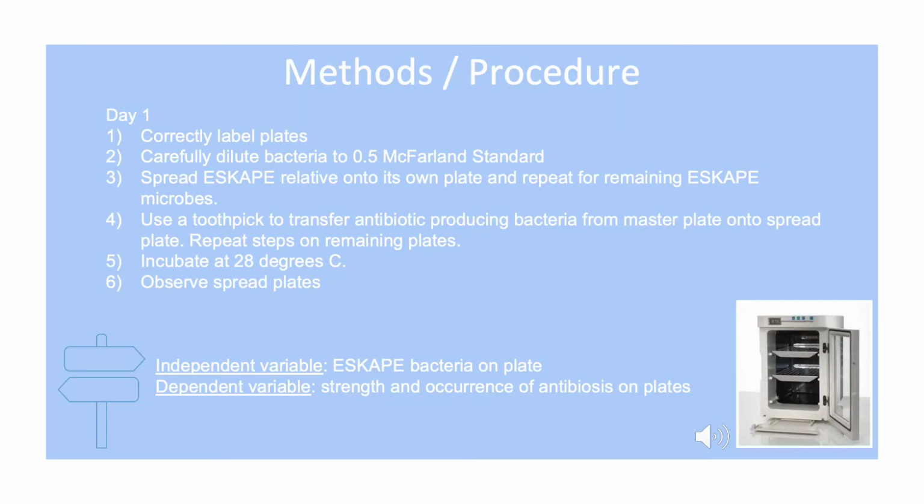After correctly labeling the plates, you will carefully dilute the ESKAPE bacteria until it reaches 0.05 McFarland standard. Be sure to dilute slowly to not alter the results. Spread all of the 6 diluted ESKAPE relatives on their corresponding plates. You will then transfer the antibiotic-producing bacteria from Lab 3 onto each ESKAPE spread plate. After incubating the plates, you will observe for ample growth, and you will then analyze inhibition growth.